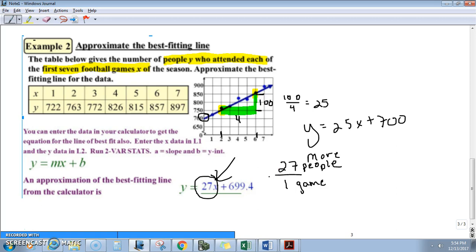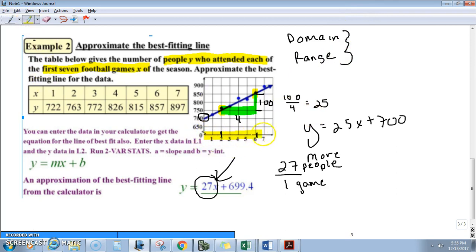Now, can this go up forever? No, it can't, because there's only so many seats in the stadium, right? So there's going to be an end where it can't go anymore. So that's exactly what the test is asking too. It's asking for a good domain and range for the context of the problem. So in this problem, our domain wants all positive values, right? We can't have a negative amount of games, right? And domain is the x values, range is the y values.